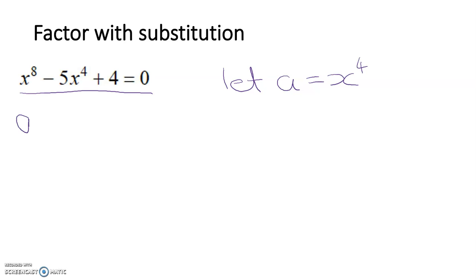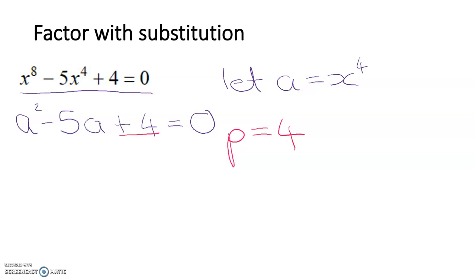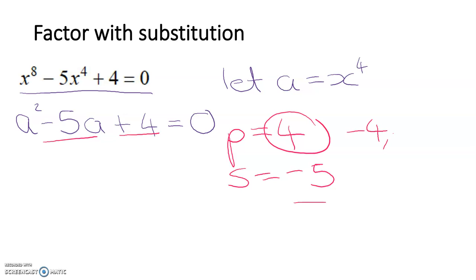So I end up with a squared minus 5a plus 4. Now this is much easier to factor because we can use the product sum method here. And the product sum method has c as our product and b as our sum. So we need two factors of 4 that when added produce negative 5. And they would be negative 4 and negative 1.